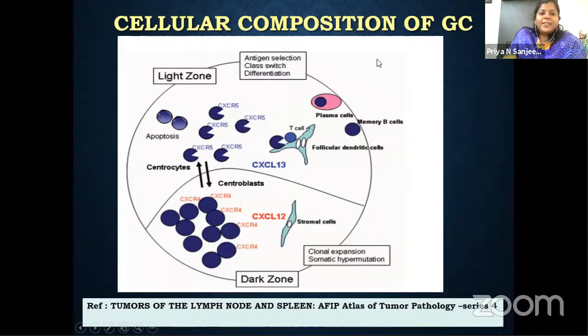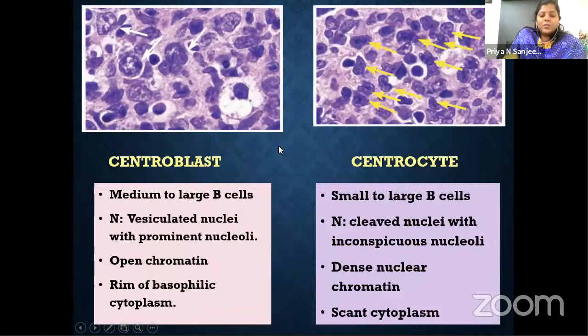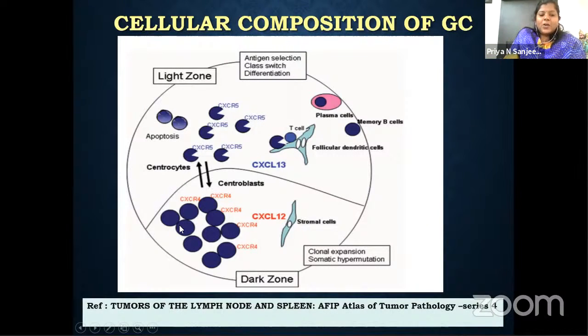There are distinct cellular areas in the germinal center, which are called the light zone and the dark zone. Dark zone consists of larger cells, and light zone has cells with cleaved nucleus. These larger cells are called centroblasts, which are in the dark zone, and these cells are called centrocytes, which are in the light zone.